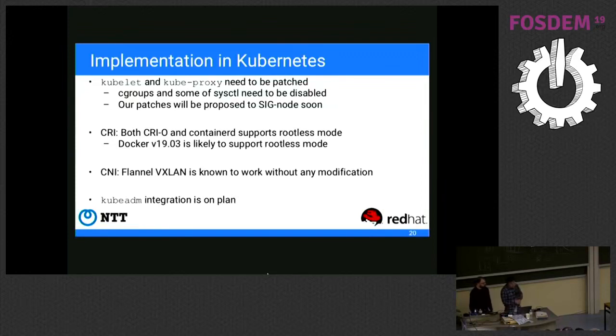With regard to CRI runtimes, both CRI-O and containerd already support rootless mode. It's not supported by Docker at the moment, but Docker version 19.03 is very likely to support rootless mode. And with regard to CNI plugins, Flannel VXLAN is known to work without any modification. We also plan to work on kubeadm integration as well.